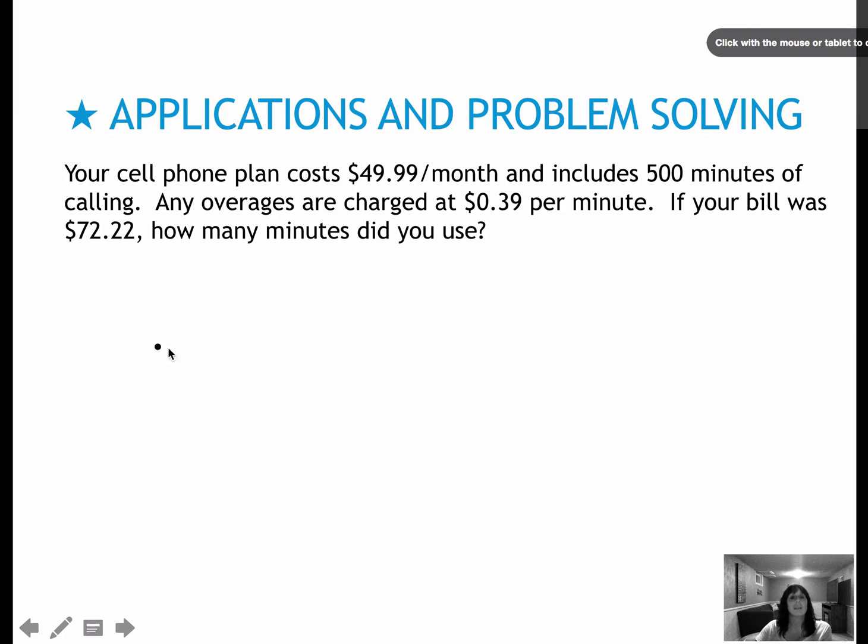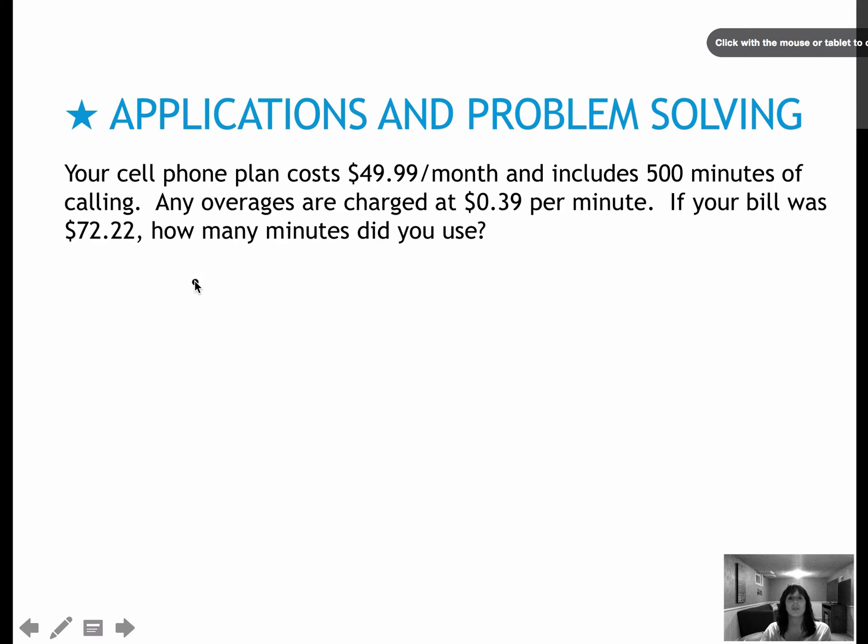Cell phone plans can be so much fun. I know there's so many unlimited ones these days, but this used to be a real problem. Your cell phone plan costs $49.99 a month and includes 500 minutes of calling. Any overages are 39 cents a minute, just because they can. If your bill is $72.22, how many minutes did you use?